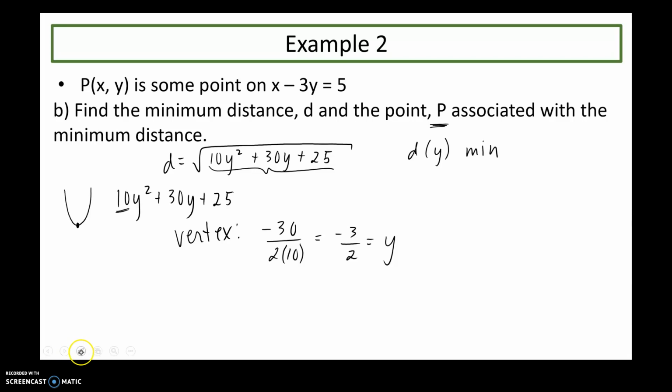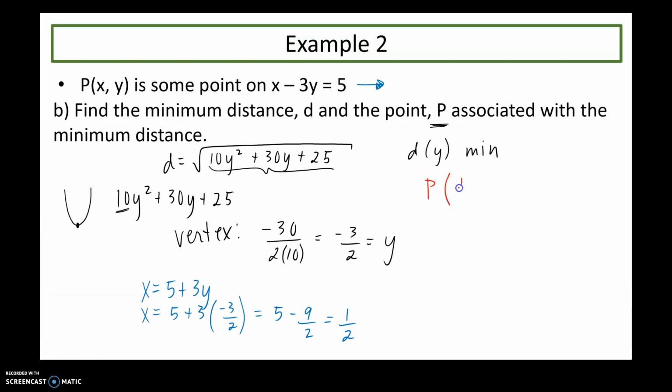If I have my y coordinate, to find my x coordinate, remember our relationship for x in terms of y. We know that x is equal to 5 plus 3y. That's from our original equation here. So my x coordinate will be 5 plus 3 times my y coordinate. I get 5 minus 9/2, and that gives me an x coordinate of 1/2. So the coordinates of point P will be 1/2 comma negative 3/2.